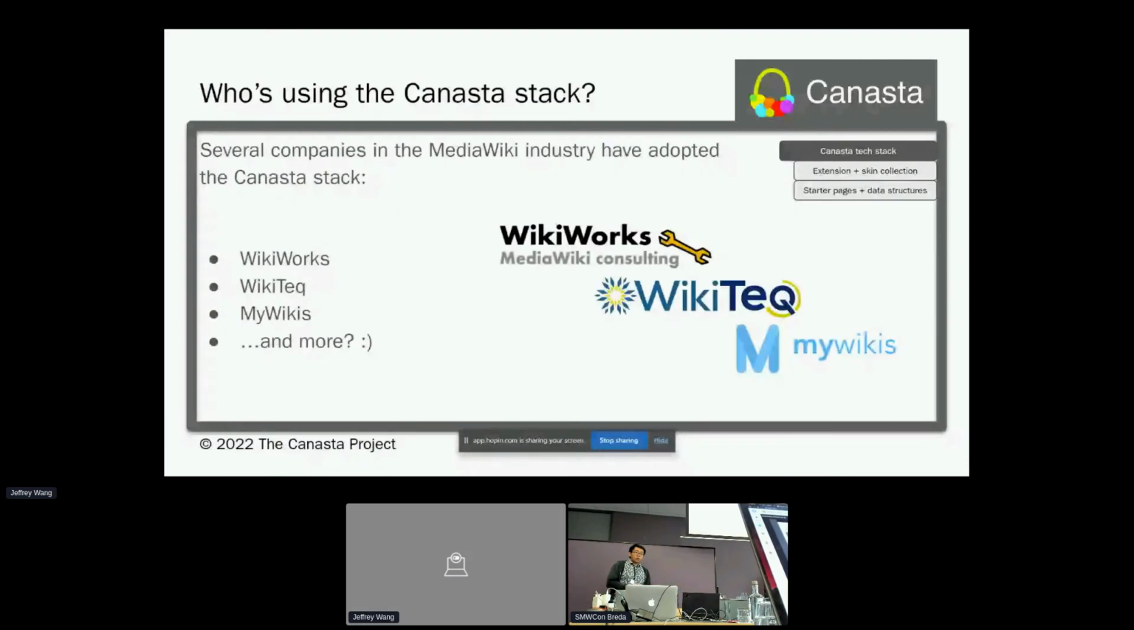So Canasta is both beginner-friendly and suitable for MediaWiki experts. And a consortium of companies have already begun to use Canasta for running the wikis of their clients. Speaking on behalf of WikiWorks, WikiTech, and MyWikis, I can say that we have all benefited from the decreased setup time, ease of applying updates, reduction of services to maintain, greatly simplifying maintenance of the remaining services, and ability to scale the wikis using the orchestrator, whether it's Docker Compose or Kubernetes.